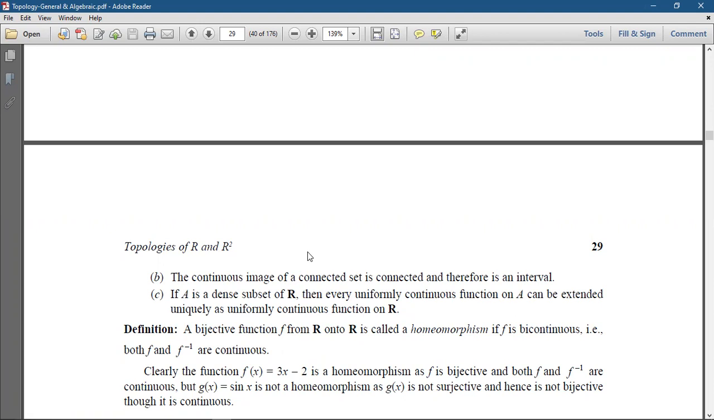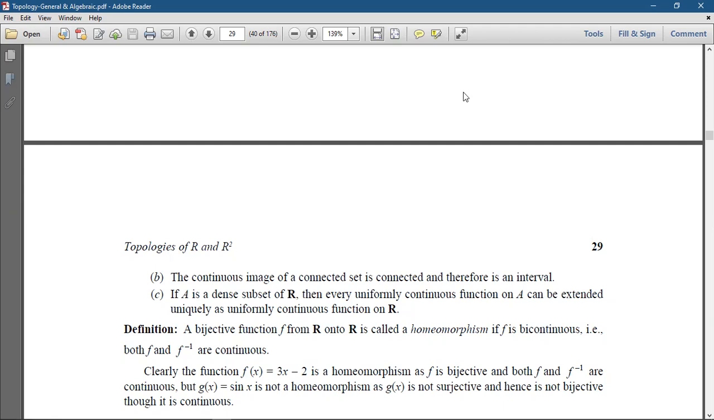Clearly, for example, we can take f of x equals 3x minus 2, which is a homeomorphism as f is bijective and both f and f inverse are continuous. But g of x equals sine x is not a homeomorphism as g of x is not surjective, and hence is not bijective, though it is continuous.